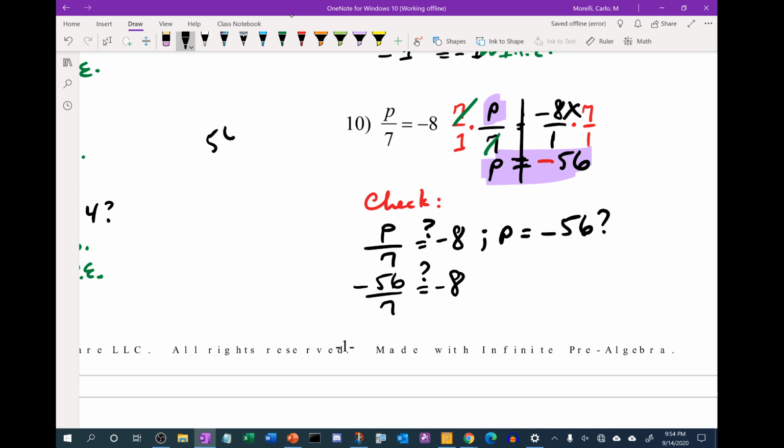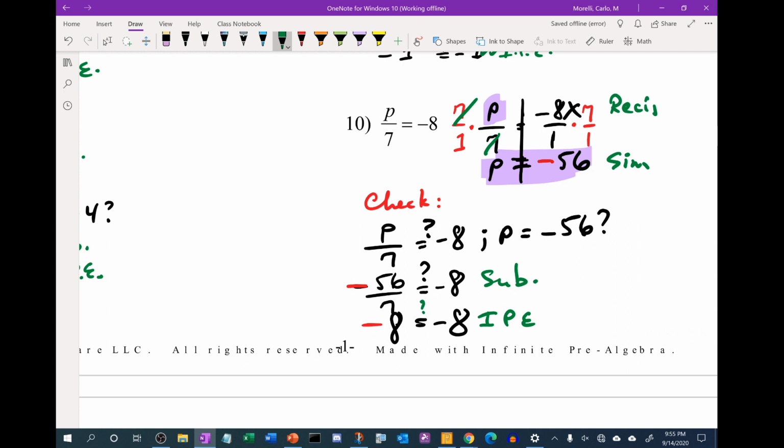Well, let's see. 56 divided by 7 equals 8. A negative divided by a positive is a negative. Okay, so my answer is going to be negative. 56 divided by 7 is 8, so negative 8 equals negative 8. Is this true? Sure it is. How do I know it's true? It's true by the identity property of equality. And this was substitution here. This was simplification. And this was both the definition of the reciprocal and the multiplication property of equality.